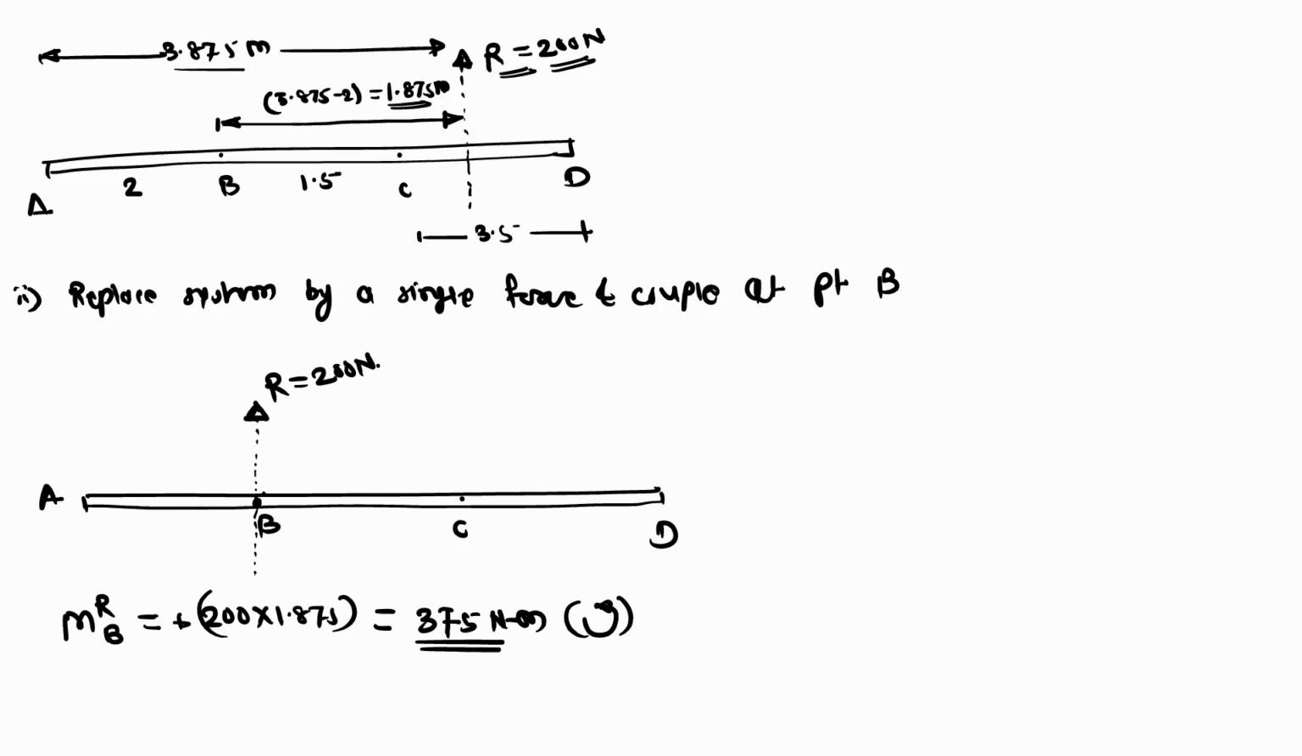Now show this moment on this diagram at point B. So this moment is equal to 375 Newton meter. Okay. So now this system and the new single force and couple system, both are the same. Okay. So this is called the resultant single force and couple system at point B. So similarly, for the third case, we have to convert the system into a single force acting at point D and a resultant couple at point D.